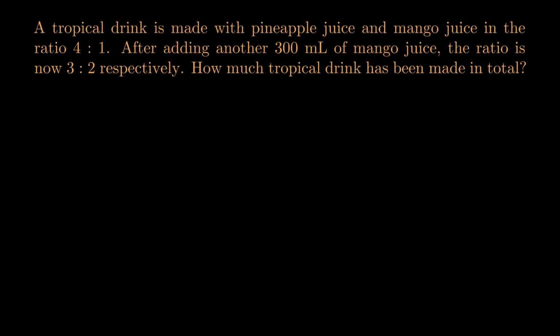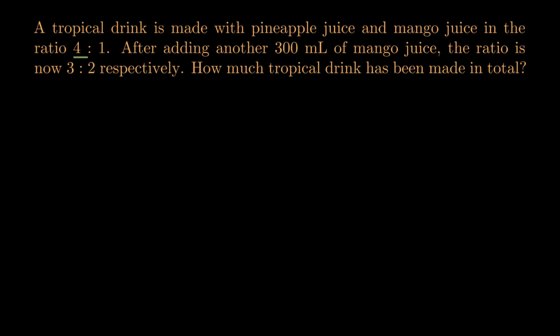In this video, we're going to look at a slightly harder example involving a changing ratio. So we have a drink made with pineapple and mango juice in the ratio 4:1. Then 300 ml of mango juice is added, changing the ratio to 3:2. And the question is to work out how much drink we've got in total. So let's draw out what's happening first.